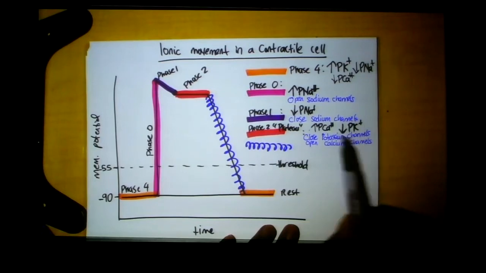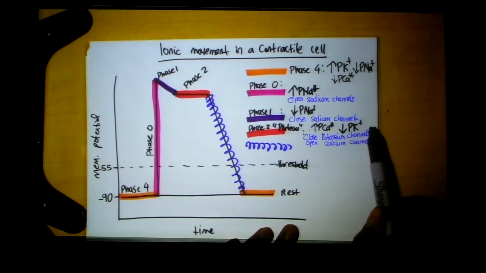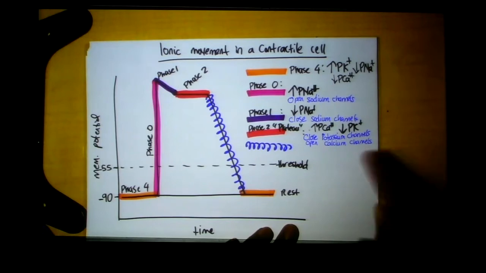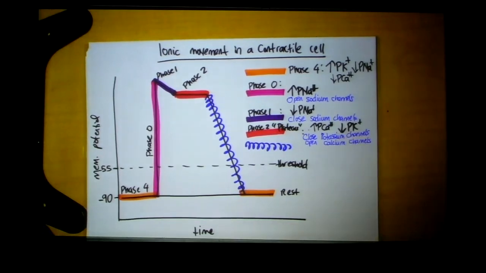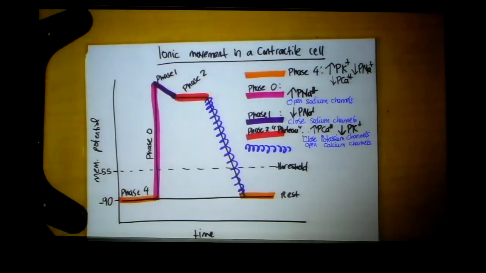We sort of interrupt the repolarizing by shutting those potassium channels really quickly. We open up calcium channels, which is going to help get calcium into the cell. Remember, we said that the source for calcium in cardiac and smooth muscle is not only from the SR, but outside of the cell. And this is how it gets into the cell. We have to leave a period of opening those channels so that calcium can actually get in.